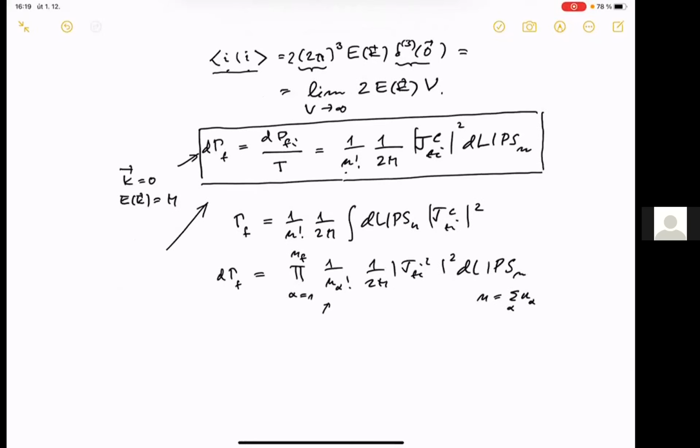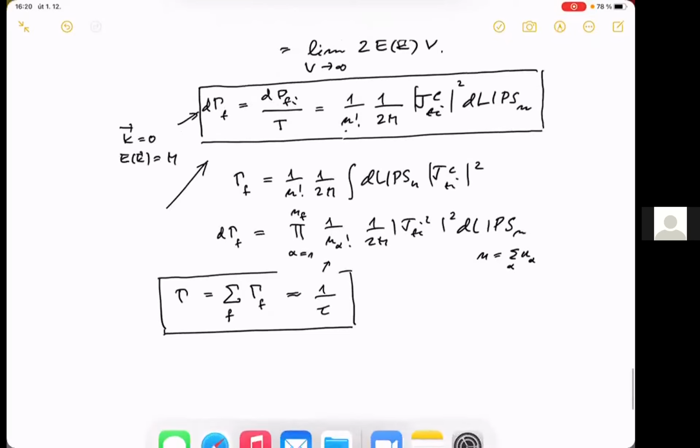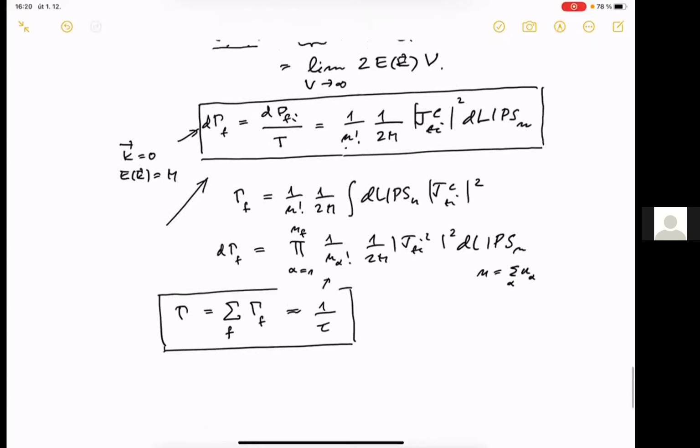Okay, if we have the partial decay rate, we can calculate the total width. The total width is the sum over all admissible final states. And of course, this is nothing else but 1 over T, where T is the lifetime of the particle. Okay, so this was the decay width or decay rate.